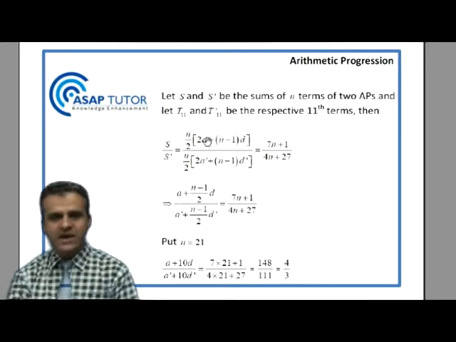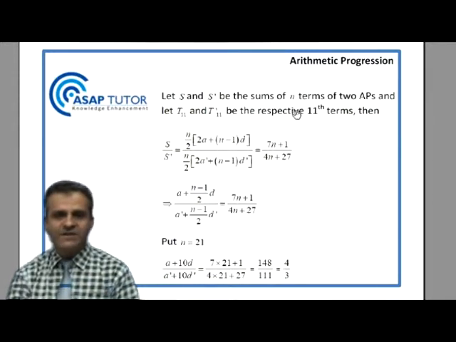Now n by 2 cancels, and we take 2 common, so that 2 and 2 cancel. So we get (a plus (n minus 1) d) by (a dash plus (n minus 1) d dash), with d and d dash halved, is equal to this given expression. Now in this expression we'll substitute n is equal to 21. Now why do we want to substitute n is equal to 21?